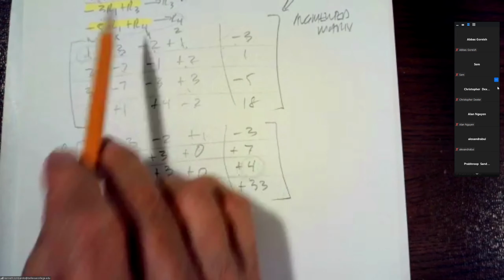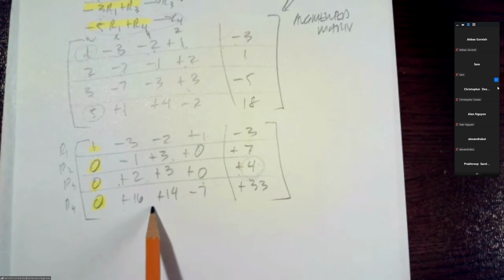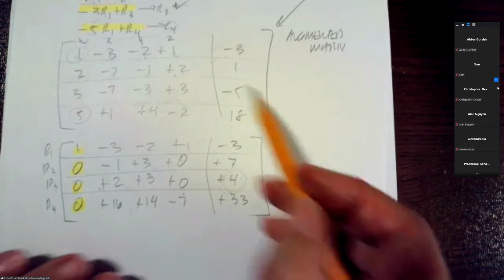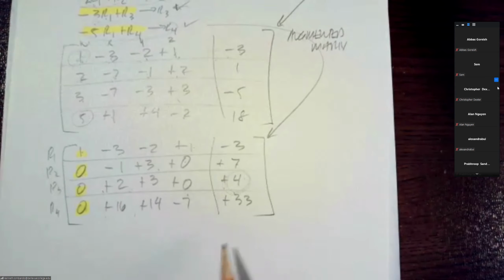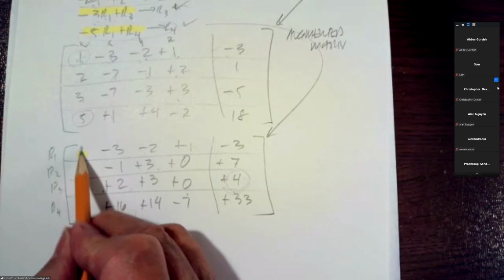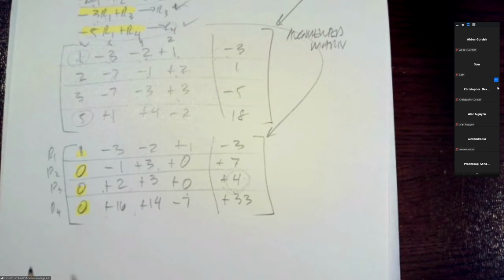Okay, so we did this set of operations and we ended up with this new matrix here as a result of this. So now we're at here. And we have 1 in the upper left, followed by zeros below it. Okay, questions on what we did there?